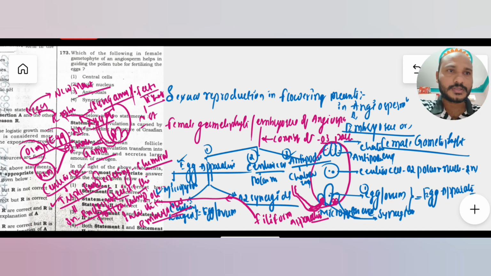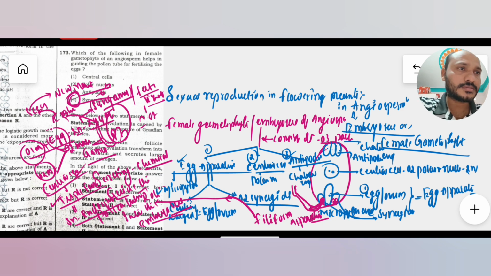So by this, if we analyze which of the following in the female gametophyte of angiosperm helps in guiding the pollen tube for fertilizing the eggs. So which one? Central cell, no. Polar nucleus, no. Antipodal cell, no. Synergids. Only synergids play an important role to guide the pollen tube to entry.